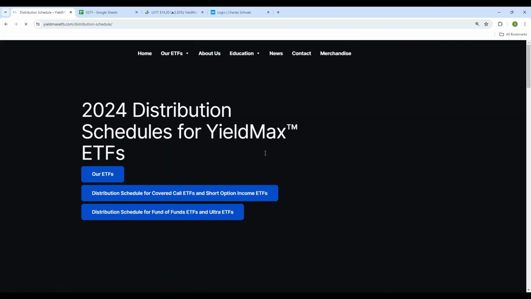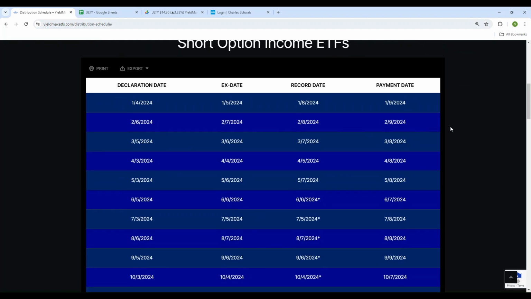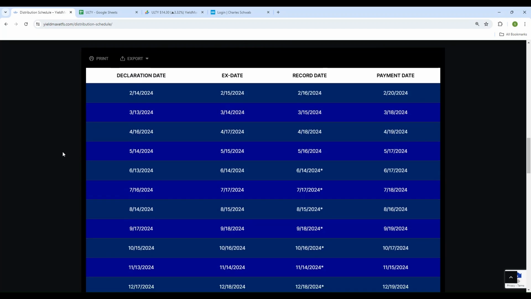If you look at the distribution schedule, all the covered call ETFs and short option income ETFs' dividends are usually paid in the first week of the month, right? Declaration date is at the beginning of the week, and payment is at the end of the week. However, there are a few ETFs, which include fund of funds ETFs and ultra ETFs, where distributions are paid in the middle of the month. Take an example of this one. There's one coming up early next week. 7/16 will be the declaration date and 7/18 will be the payment date.